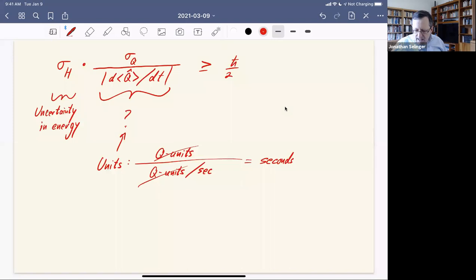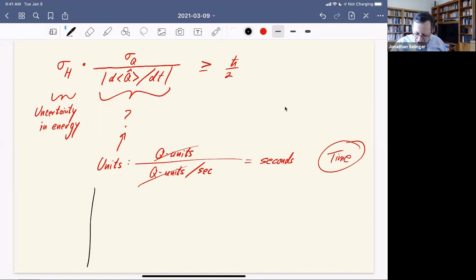So what sort of time is it? It has to do with the ratio between how well you know Q and how rapidly Q is changing. The analogy that just occurred to me is looking at COVID statistics, because I look at a lot of COVID statistics.